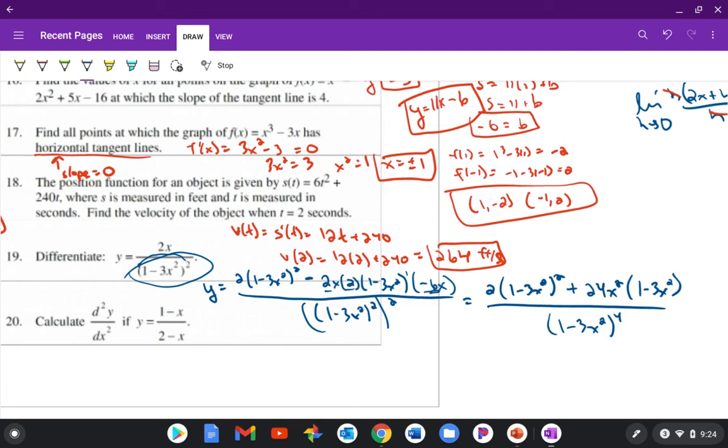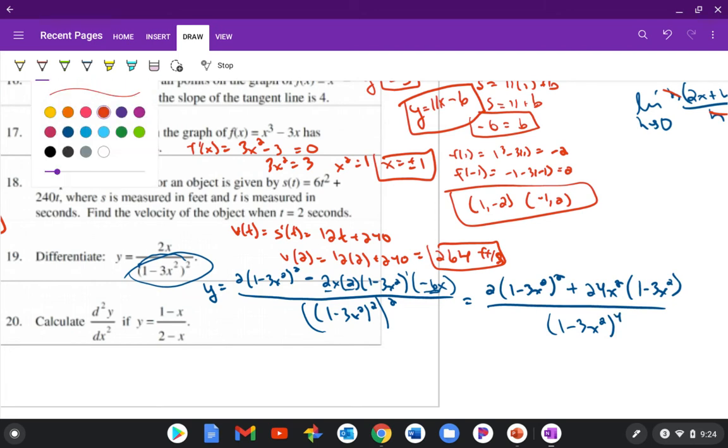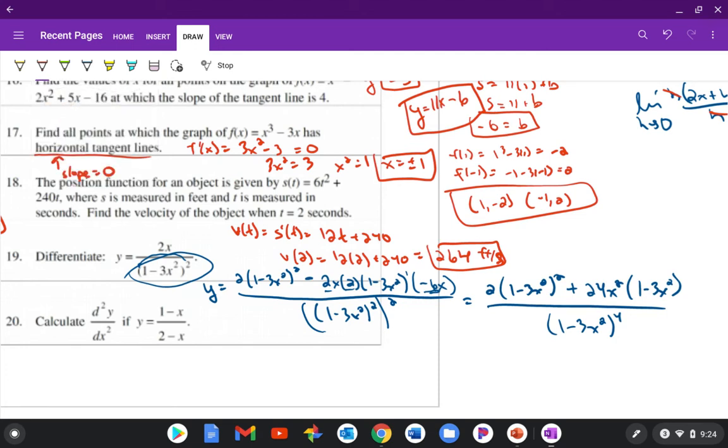And then if you notice, all of these do have that 1 minus 3x squared in them, all 3 of these terms. So we can cancel this one out. There's one of them. We can cancel one of these, makes it 1. Then cancel one of these to make it 3. So it becomes 2 times 1 minus 3x squared plus 24x squared over 1 minus 3x squared to the 3rd.